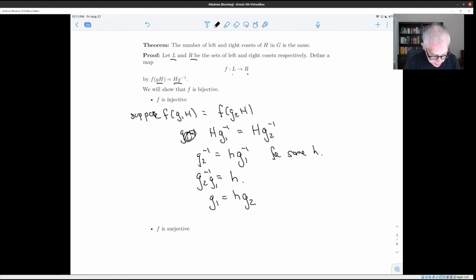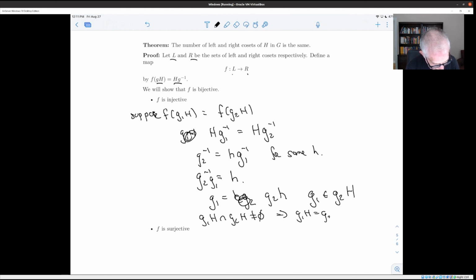And therefore, we have shown, sorry, I did this wrong. I'll multiply on the left, G2H. And therefore, we have shown that G1 is in the coset G2H. And that means that G1H intersect G2H is not empty because G1 is in G1H and in G2H. And therefore, G1H equals G2H. In other words, the map is one-to-one or injective, because if f of A equals f of B, then A equals B.